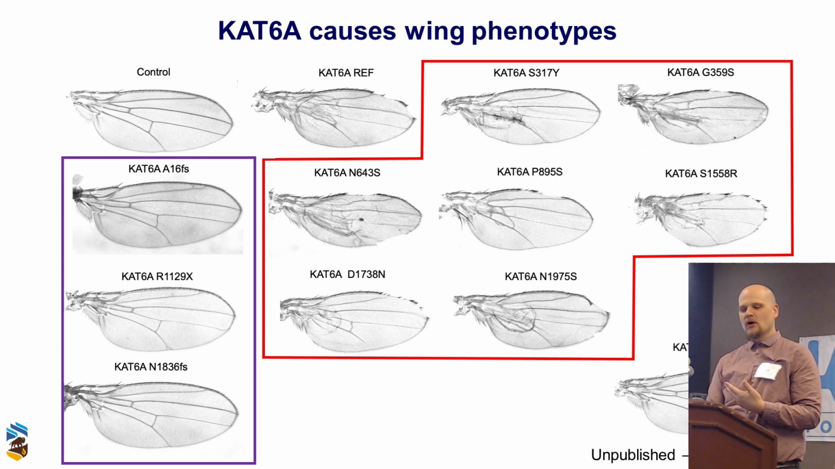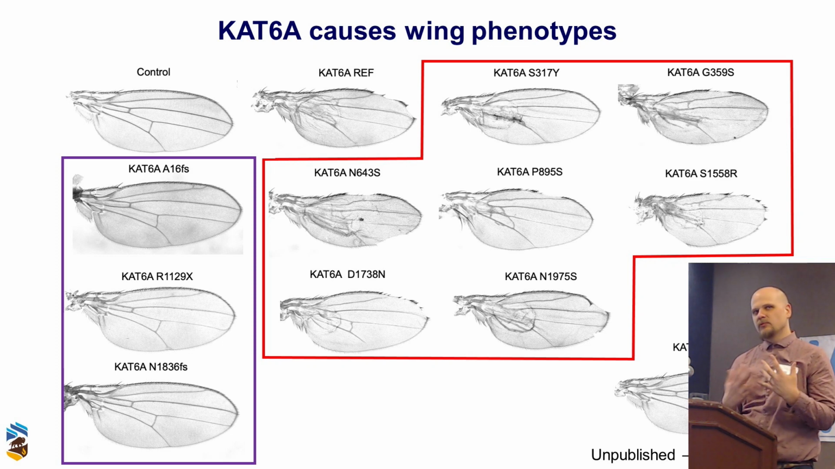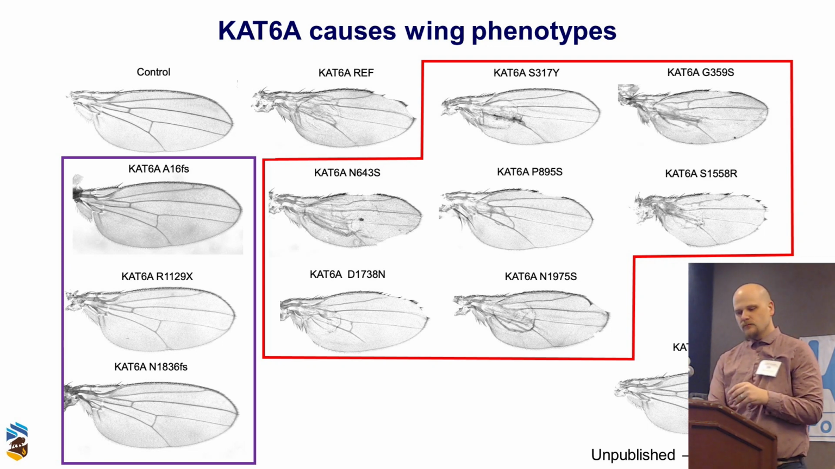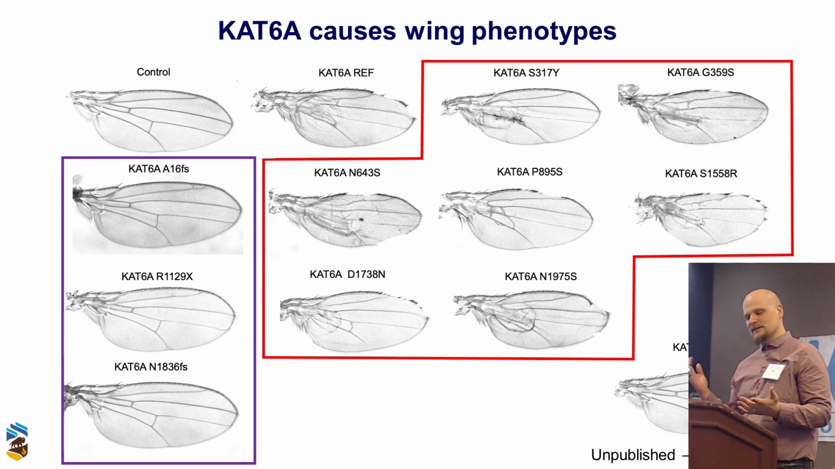So we need to quantify, are the wings smaller? Some of them do look smaller for sure. How many have blisters? How many have bristle loss, etc.? How many have cross vein defects? And so this is what we'll be doing over the next couple of months. Intriguingly, KAT6B did not cause a wing phenotype like KAT6A did. But again, there may be minor changes to the wing that we'll look at, and we'll still cross all the KAT6B variants because we may catch some gain of functions there as well.